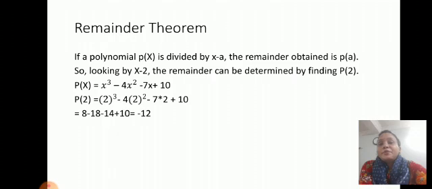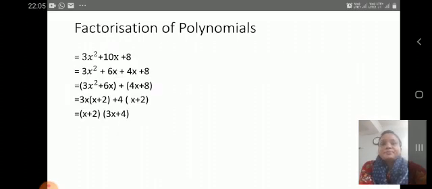So whenever you are finding the remainder with the help of p(a), that is the general form. So we can find p(1), p(2), p(3) and so on. So we will get the final answer as a constant.